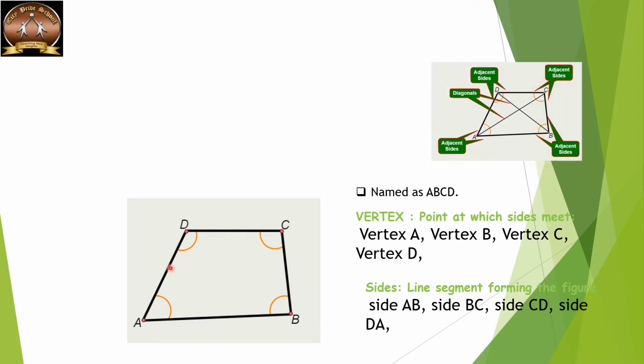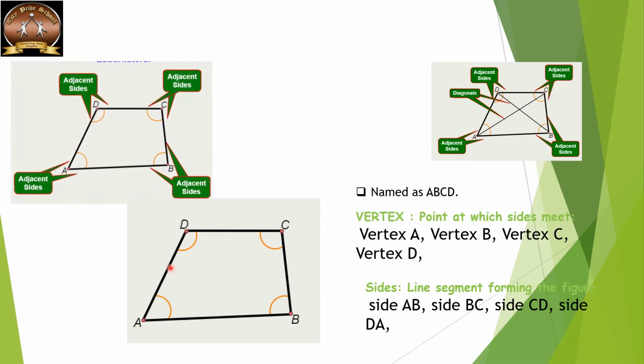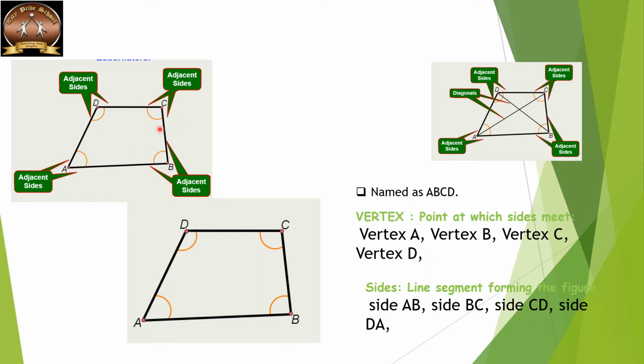There are pairs of adjacent sides in this figure. Four pairs of adjacent sides. AD and AB are adjacent sides. AB and BC are adjacent sides. BC and CD are adjacent sides. And CD and DA are adjacent sides.